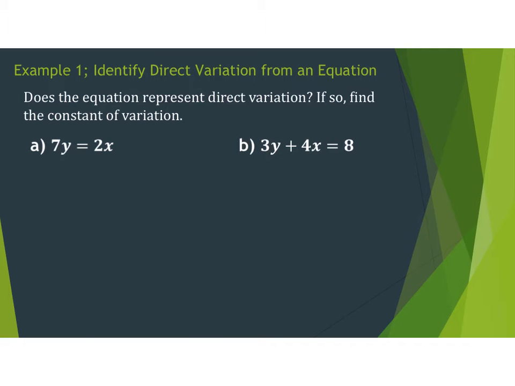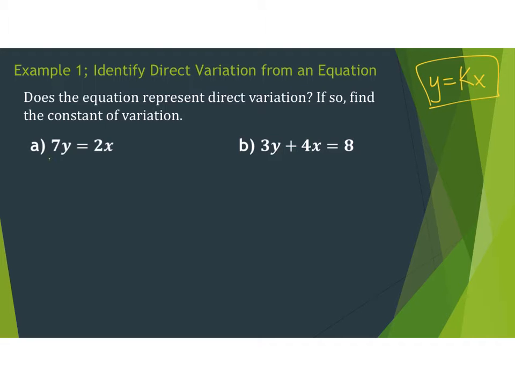In these first examples, we want to just decide if this is direct variation. To do that, we just want to solve for y and see if it is of the form y equals k times x. If it's of that form, then it is direct variation.